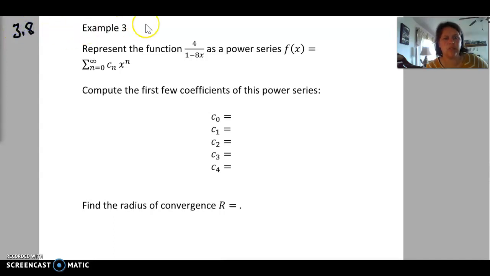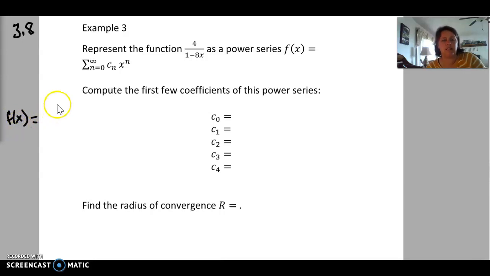Continuing on with section 3.8, we're on example number 3 now. So we want to represent the function 4 over 1 minus 8x as a power series. All that we're worried about right now is doing the coefficients. That's the same as figuring out what our Taylor series is. So compute the first few coefficients of this series. First thing that we want to do is find f of x and its first 4 derivatives.